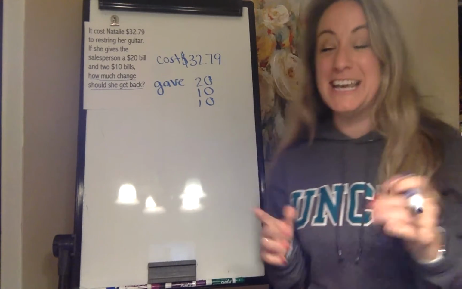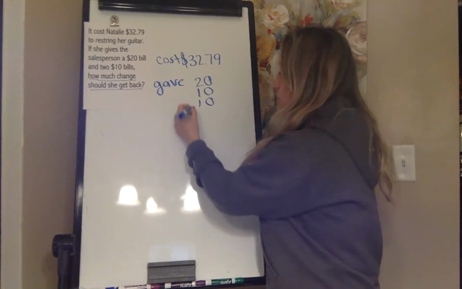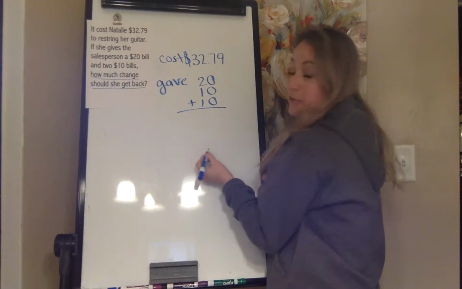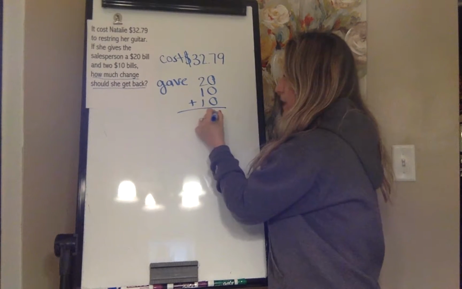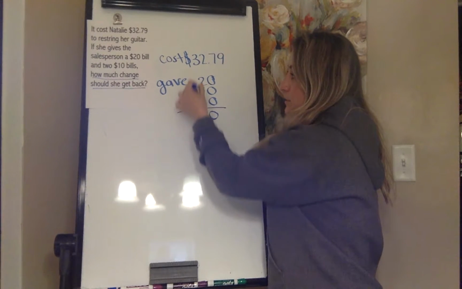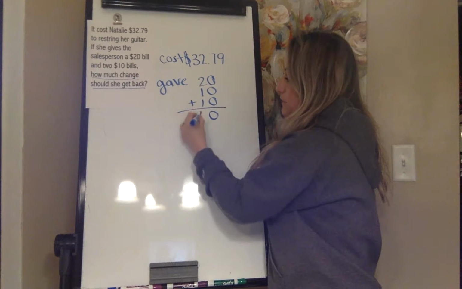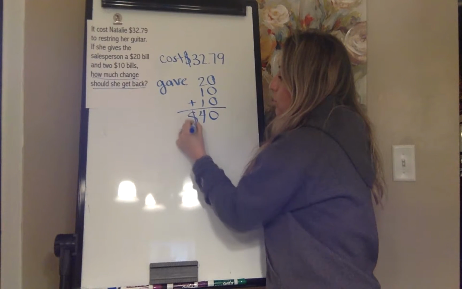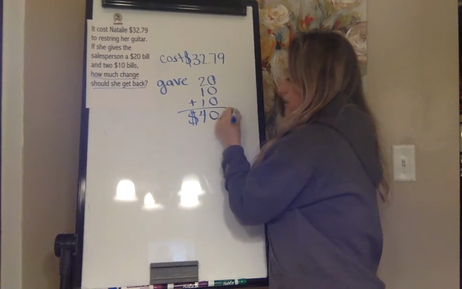If you're saying we need to add these up, you're absolutely correct. So if you can look at this and just right away know that it's 40, fabulous. If you want to break it down, zeros all the way across is a 0. 2 plus 1 is 3 plus 1 is 4. So she gave a total of $40.